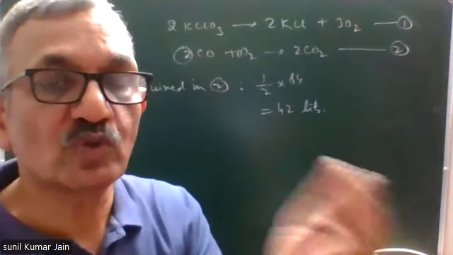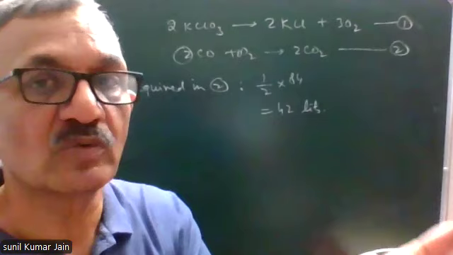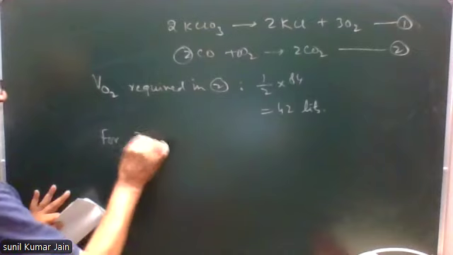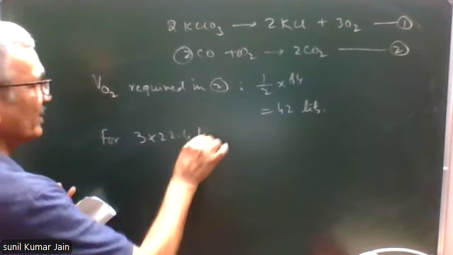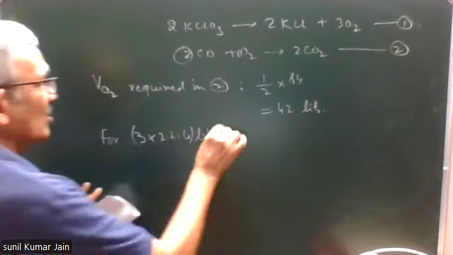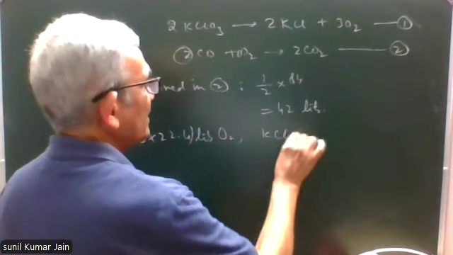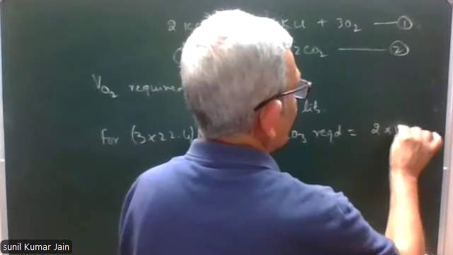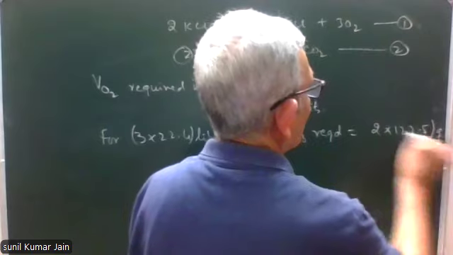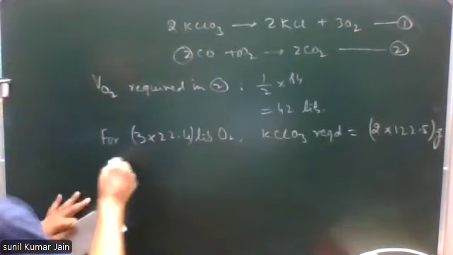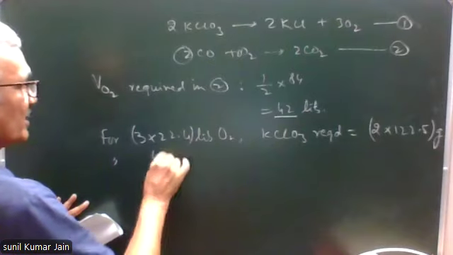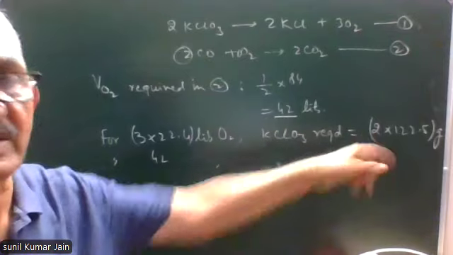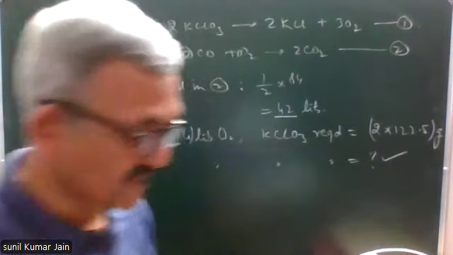Now we can directly use 2 moles of KClO3 as 2 into molecular weight. So I'll write for 3 into 22.4 liters oxygen, KClO3 required is equal to 2 into molecular weight. That is 245 grams. For 42 liters, how much KClO3 is required? That will be your answer. This is the answer.